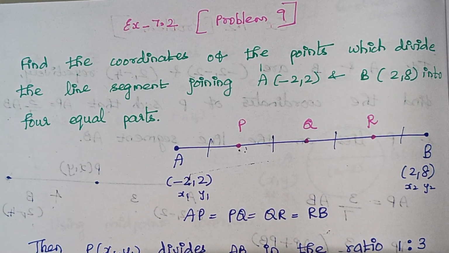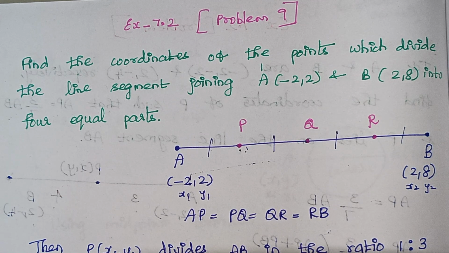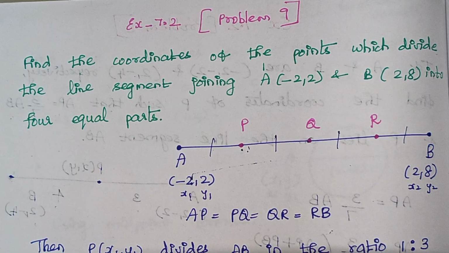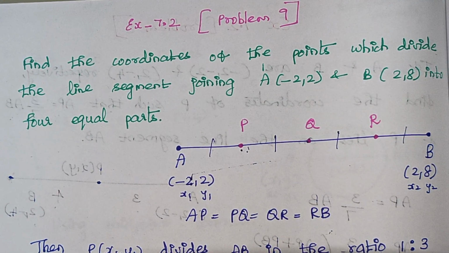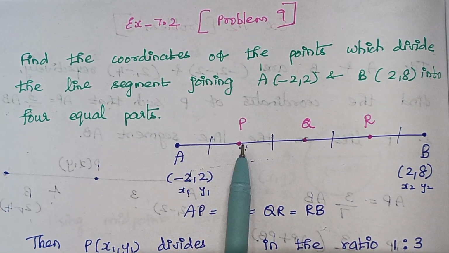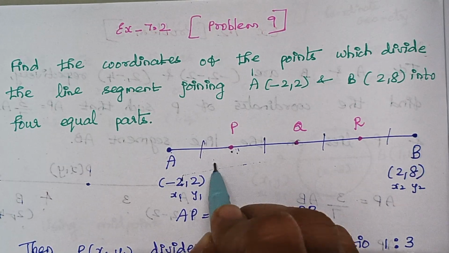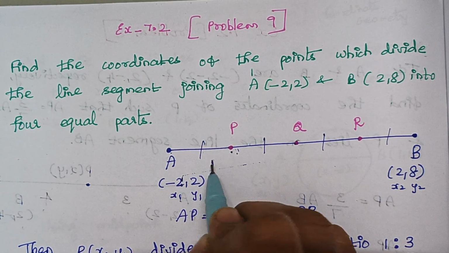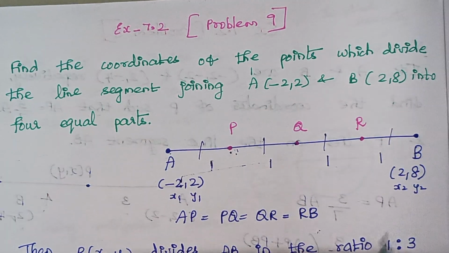Now, we are going to find the values of this P, Q and R, right? Find the coordinates of the points. So here we have to find the coordinates of P, Q and R. So first I am taking P. So when you took P, you see what is AP? AP is 1 because each are equal, and this AP stands for this one part, right? And this PQ stands for other one, QR other one, and RB other one.